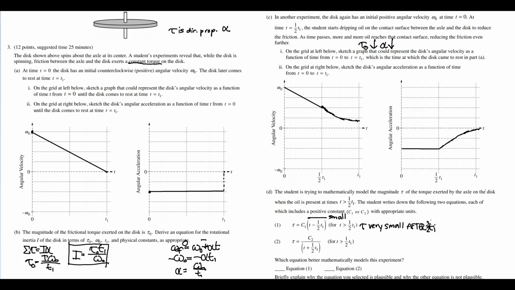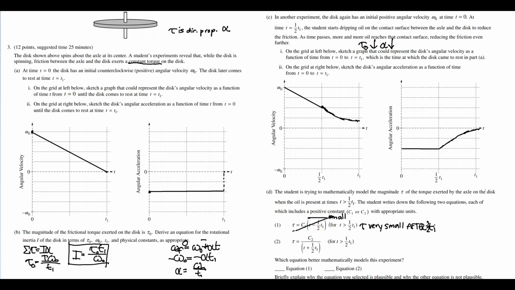But that's not what it says on the graph for angular acceleration. Remember, angular acceleration will behave just like the graph for torque because they're both directly proportional. So their relationships on how they increase or decrease will be the same. So if torque is very small, that means angular acceleration must be near 0. And as you can see here, clearly it is not 0 right here. It'll just gradually be decreasing until it gets to 0. So equation 1 is out.